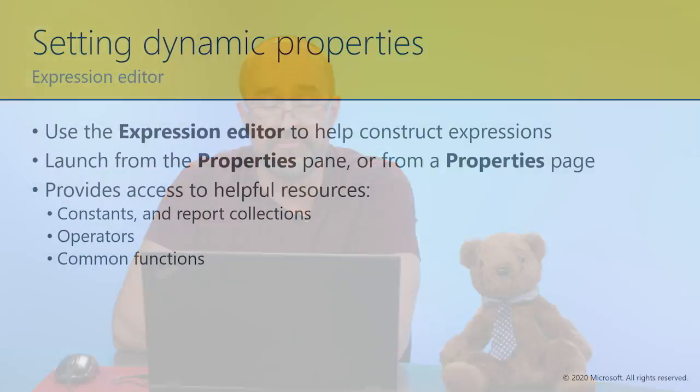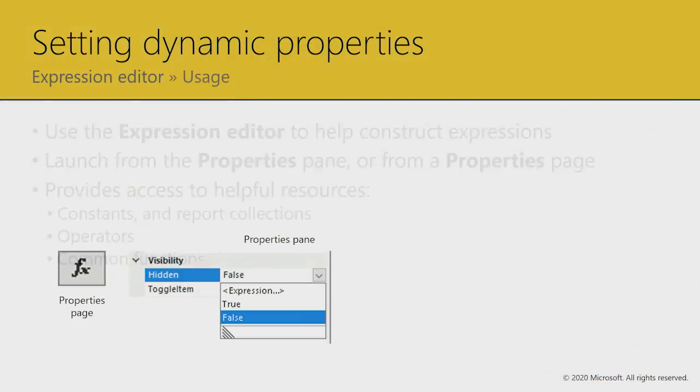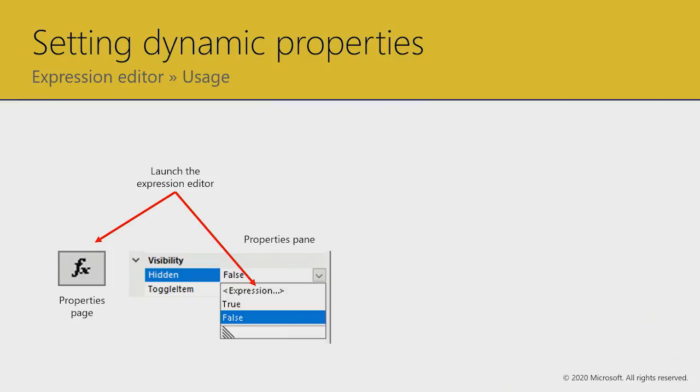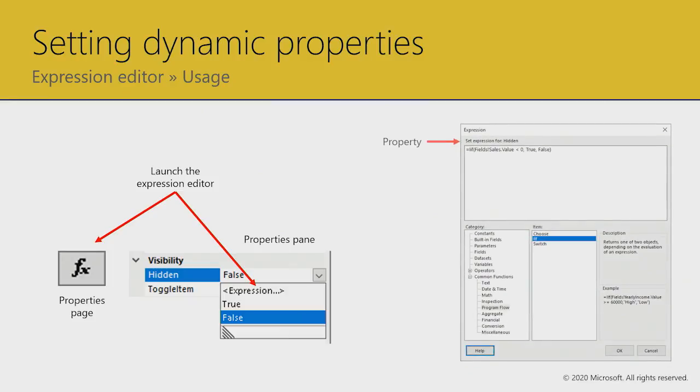All right, so we've made mention that expressions are assigned to properties, and there is a particular window that's going to support you constructing a valid expression. You can often launch this either from the properties pane or directly from a properties page, or sometimes even by right-clicking an item on the canvas. And here's an example of an FX button that we click to open the window, or in the properties pane, you might set a property to an expression. Now, what that will do is open the expression window.